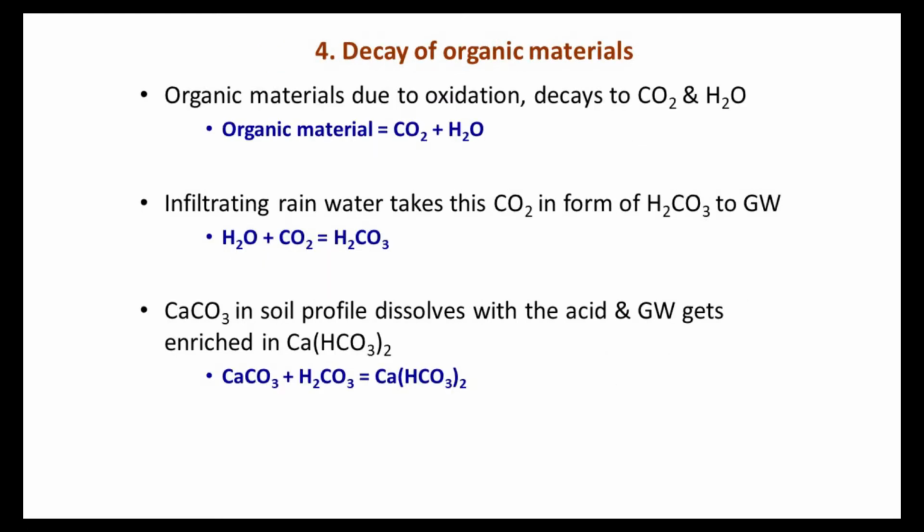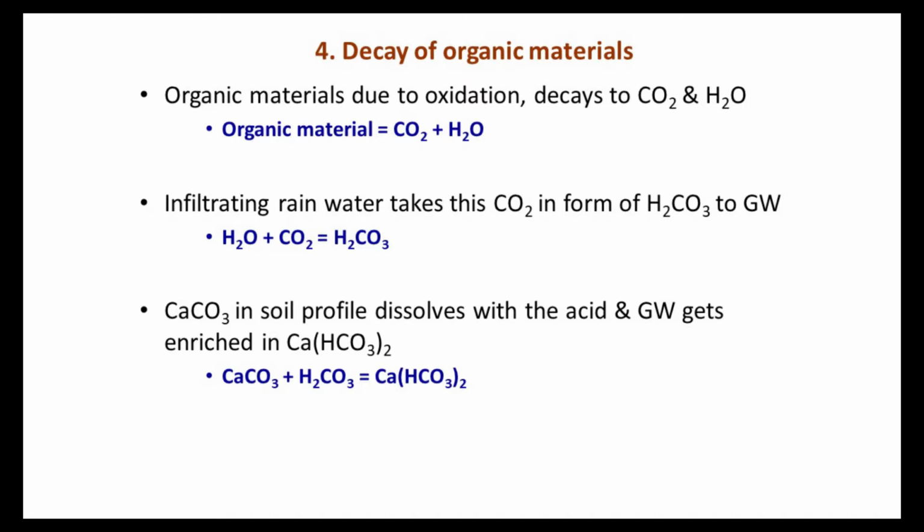The fourth important process is decay of organic materials. The organic materials, due to the process of oxidation reaction, decay or decompose to carbon dioxide and water. This can be represented by an equation, that is, organic material gives carbon dioxide plus water. The infiltrating rainwater takes this carbon dioxide in the form of carbonic acid and releases it to groundwater. Thus, water plus carbon dioxide gives carbonic acid. Any calcium carbonate in the soil profile dissolves with the acid, and thus groundwater gets enriched in calcium bicarbonate. This can be represented by a simple equation: calcium carbonate plus carbonic acid gives calcium bicarbonate. This calcium bicarbonate is very soluble in water.